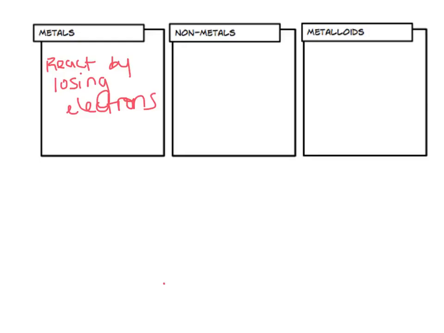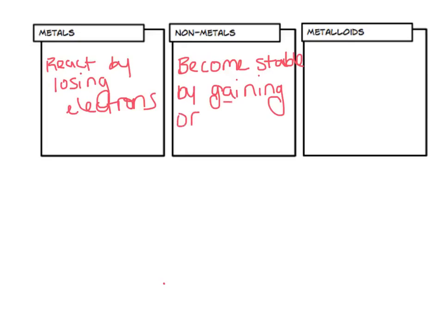The nonmetals are going to become stable as a result of gaining electrons. So think of it this way. If the metals are giving away electrons, who's taking them in? The nonmetals. Good. So they become stable by gaining, or they either gain them all the way or they share electrons.